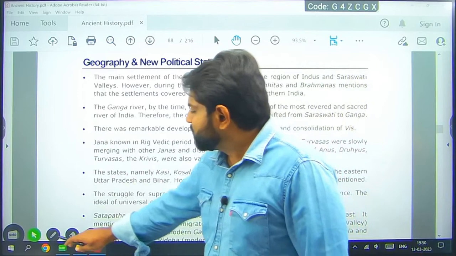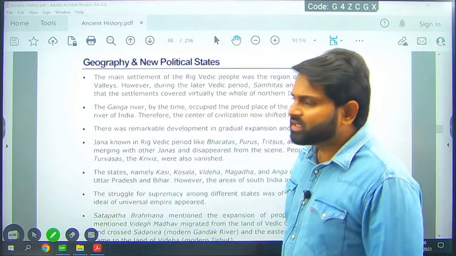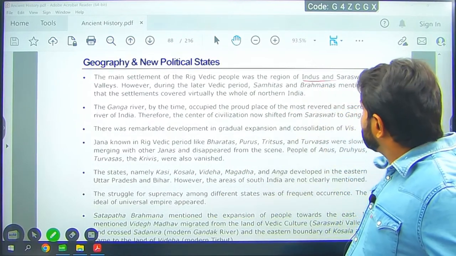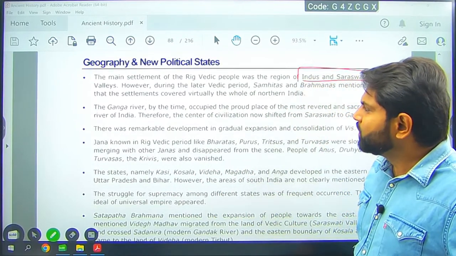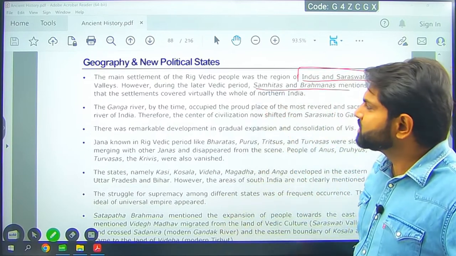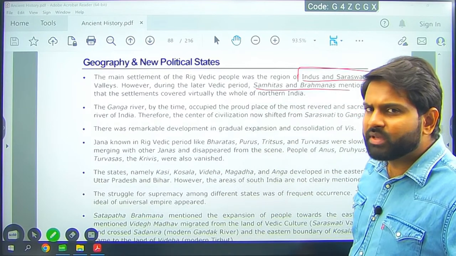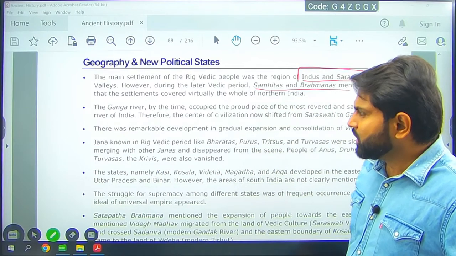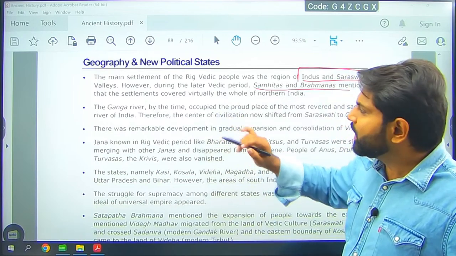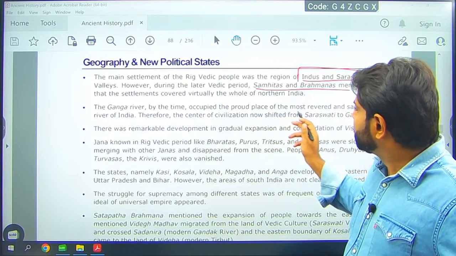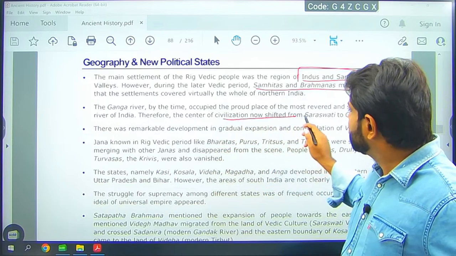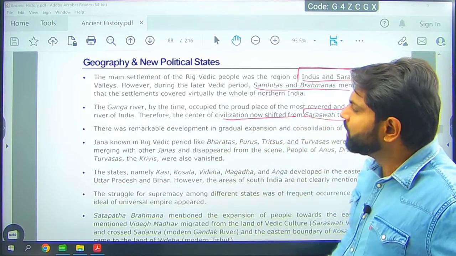Geographical and new political states. The main settlement of Rigvedic people was around the Indus and Saraswati Valley. However, during the later Vedic period, Samhitas and Brahmanas mention the whole of northern India, mainly the Ganges. In the later Vedic period, people came down to the Ganges. The Ganga River by this time occupied the proud place of the most revered and sacred river in India. Therefore, the center of the civilization now shifted from Saraswati to Ganga.